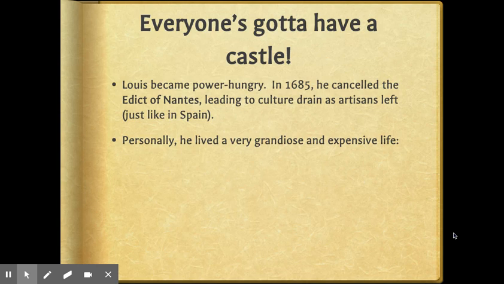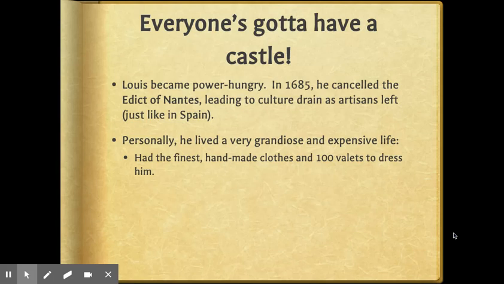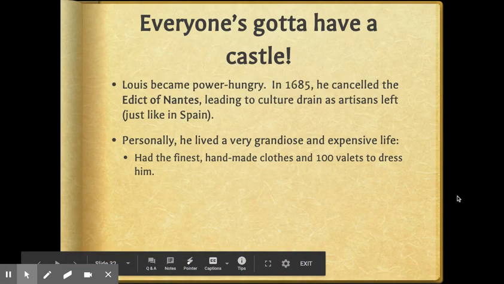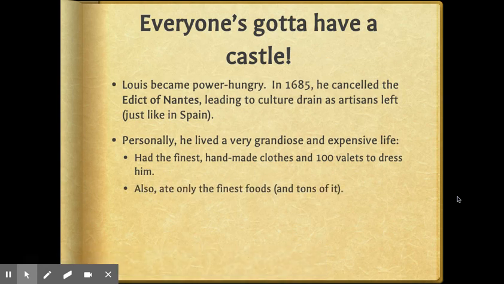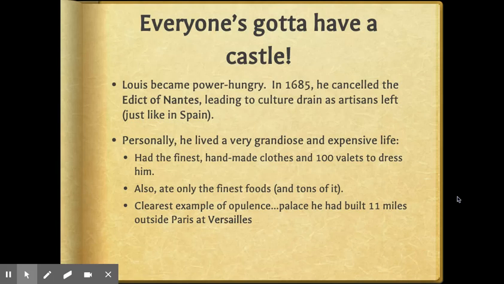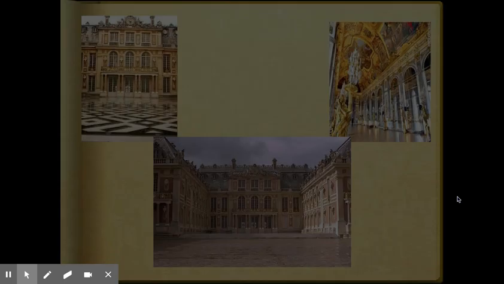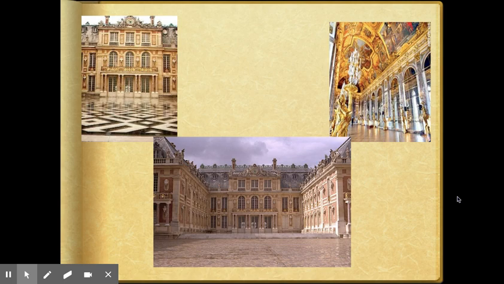He also personally was super fancy in his life. He was so grandiose. He bought like the most magnificent clothes and really decadent foods. And there you go. He had 100 dudes just to dress him. Who has to have 100 dudes that he pays to put him in his fancy clothes? And probably the biggest example is that he built himself a new castle. And this castle, to this day, I mean, it's obviously one of the most important castles in the world. It was outside Paris at Versailles. Look at this castle. Isn't that fancy?